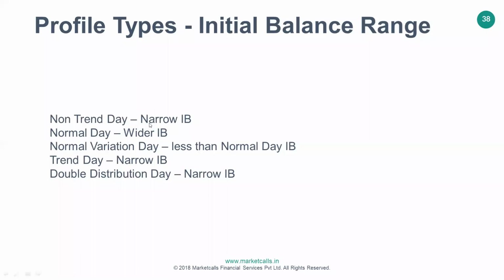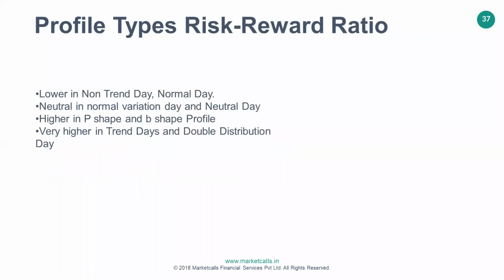A non-trend day will have a narrow IB. Normal day will have a wider IB. Normal variation day has less than normal day's IB, and trend day has normal IB. And double distribution days have narrow IB. Right, so that's how one can understand the profile distribution types.